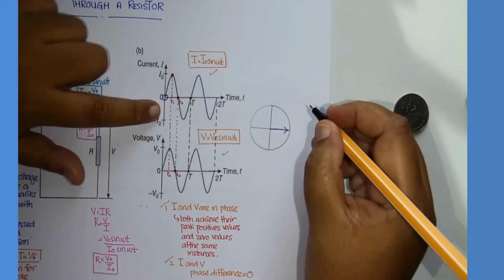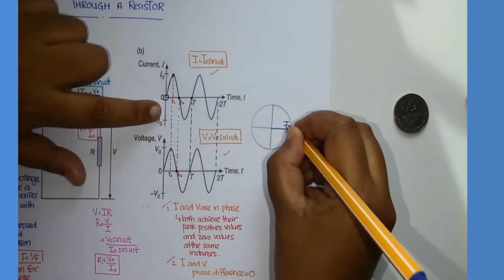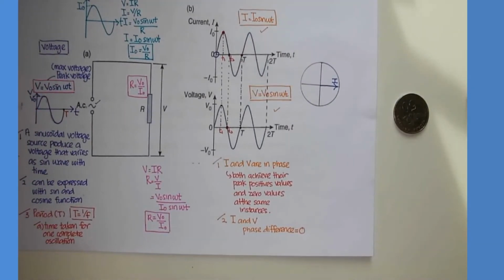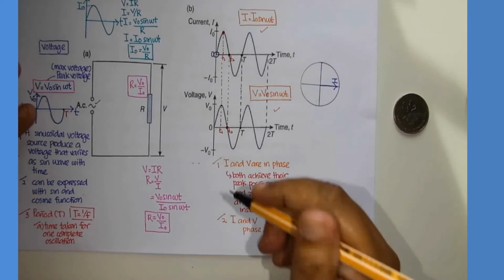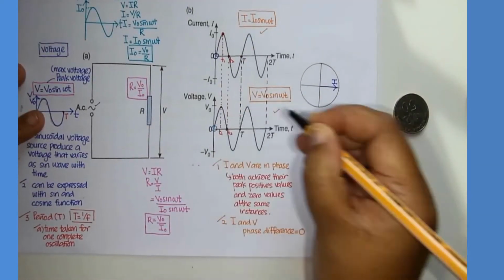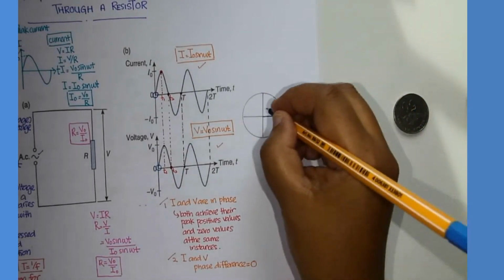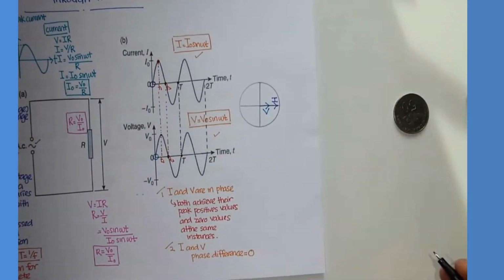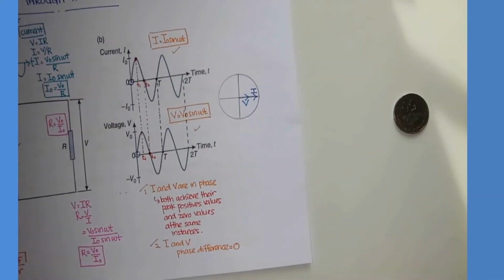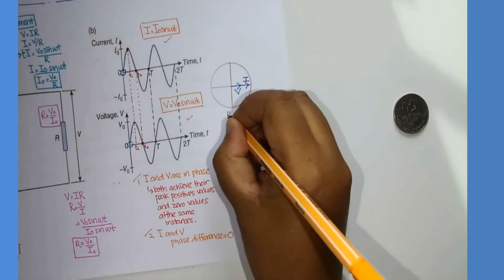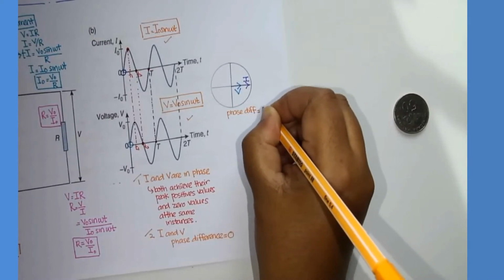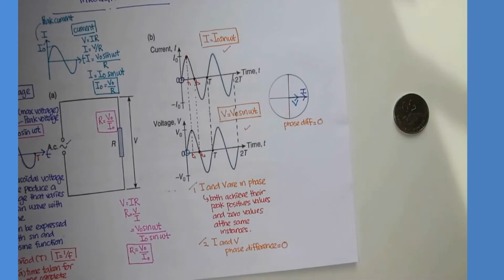The phasor, not the line, the phasor, I. Then let me take another color pen. If I look at voltage, the initial position is also here. So when I draw a phasor in the phasor diagram, this will be V. So their phase difference is 0.